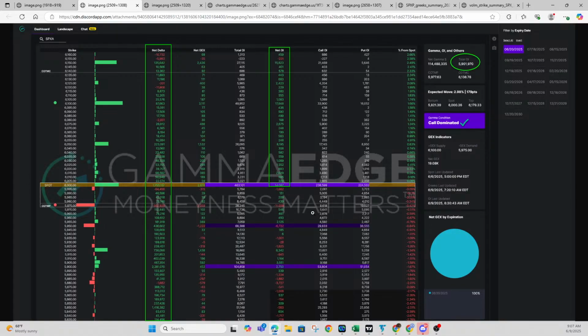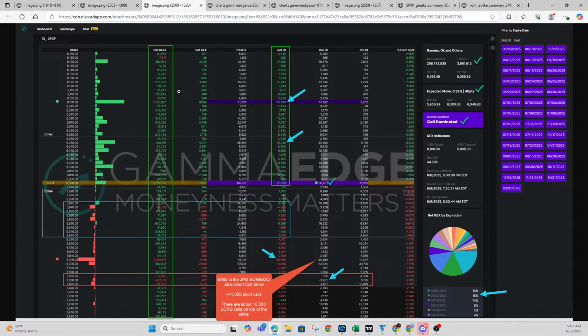Then we have our transition level. It's a level of reference where we like to stay above to be in a more positive gamma, call dominated environment. And then referencing the net OI here, long calls are shown via the green net OI and net delta. All right, moving on to the SPXP.